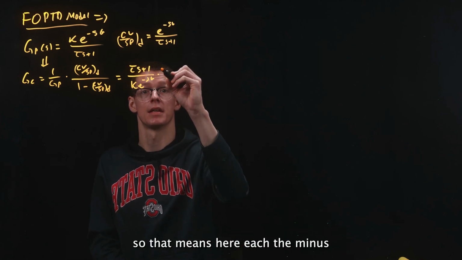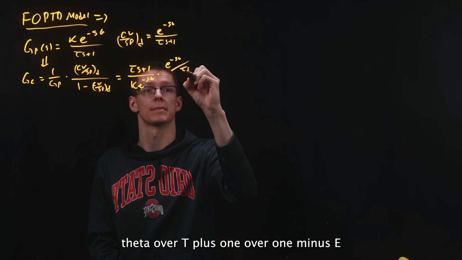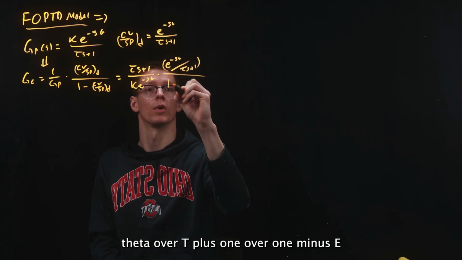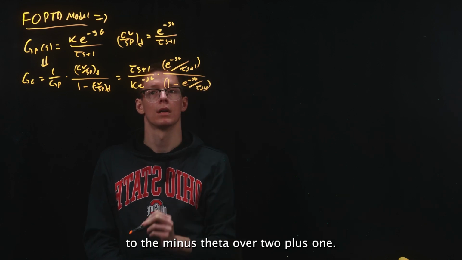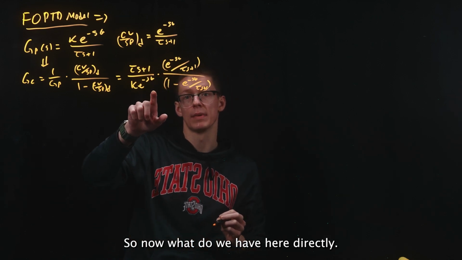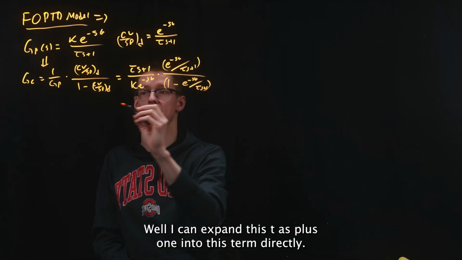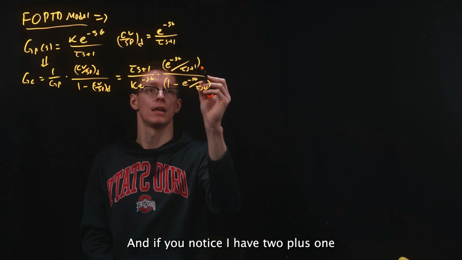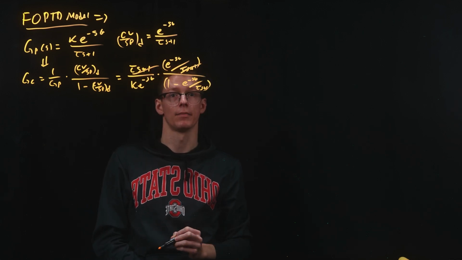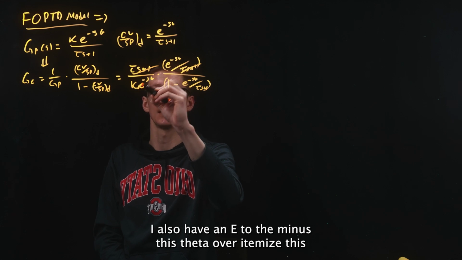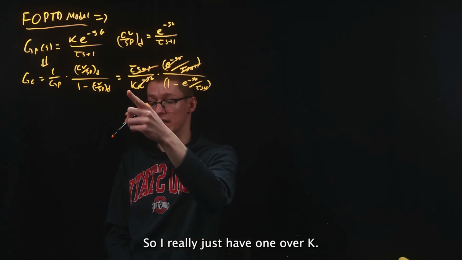So that means here, e to the minus s theta over Ts plus 1, over 1 minus e to the minus s theta over Ts plus 1. So now, what do we have here directly? Well, I can expand this Ts plus 1 into this term directly, and if you notice, I have Ts plus 1 over a Ts plus 1 term, so those can cancel out. I also have an e to the minus s theta over e to the minus s theta that can cancel out, so I really just have 1 over K.